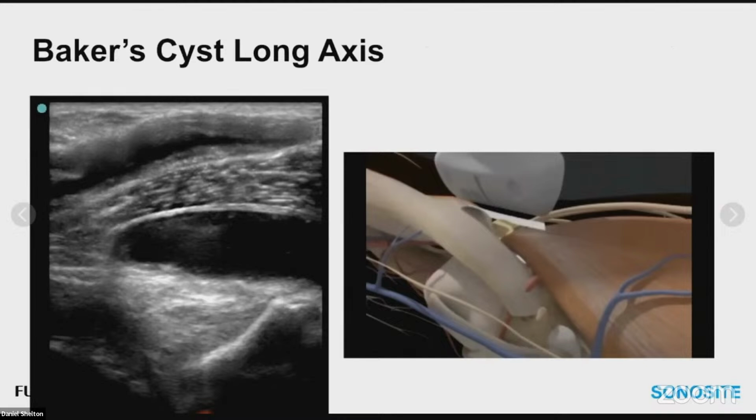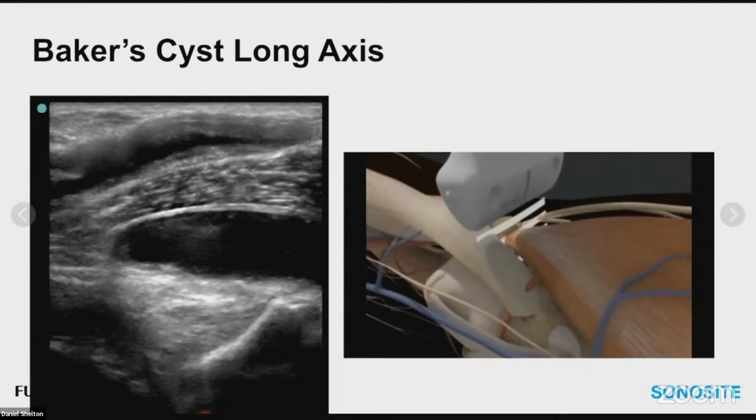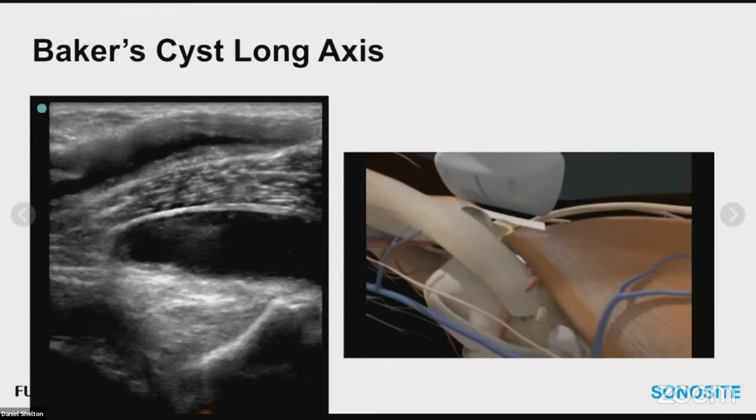Long axis should always be double checked anytime you're suspecting pathology. And let's go ahead and see that animation also at the Learning Institute if you wanted to use this reference in your own material. And to colorize the anatomy here.